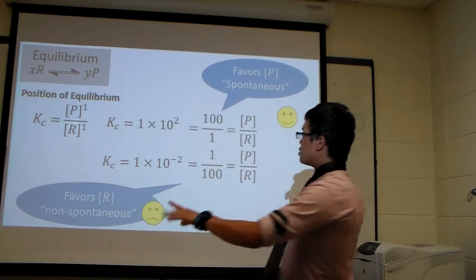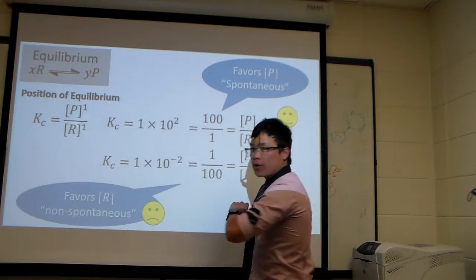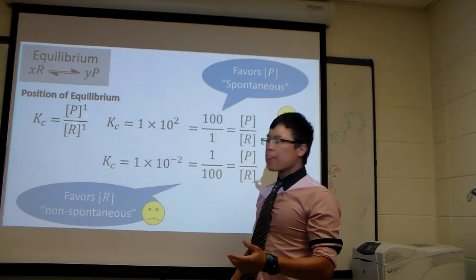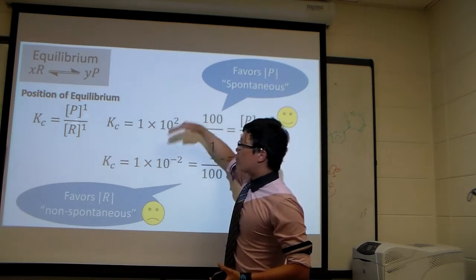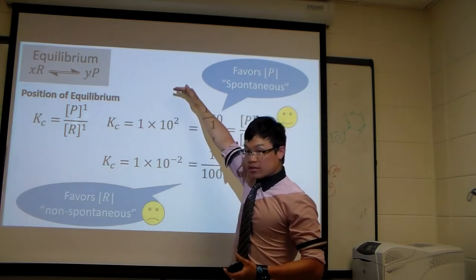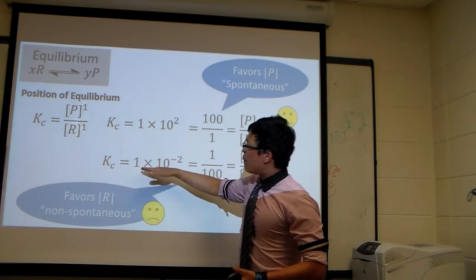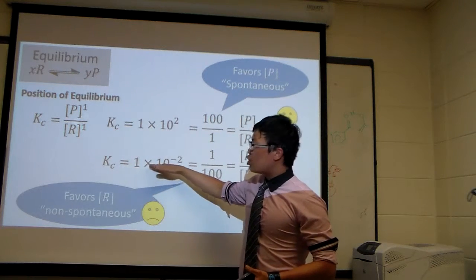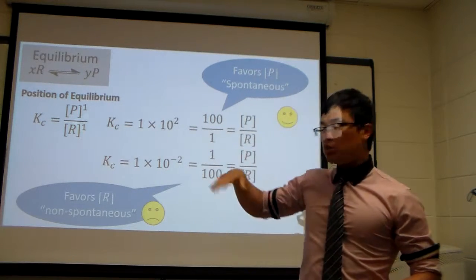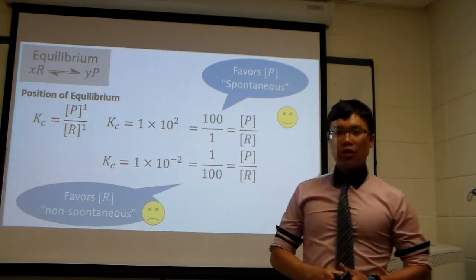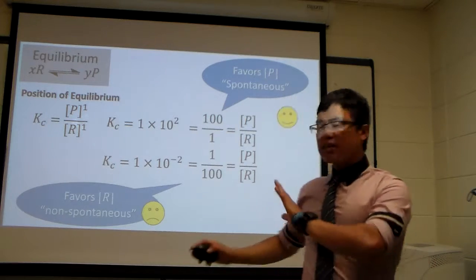So I gave you two numbers, 100 and 0.01, as cutoffs. Any reaction that has an equilibrium constant of 100 or above is spontaneous. Those reactions that have an equilibrium constant of 0.01 or below are non-spontaneous. The ones in between give us a mixture. All right, let's stop right here.